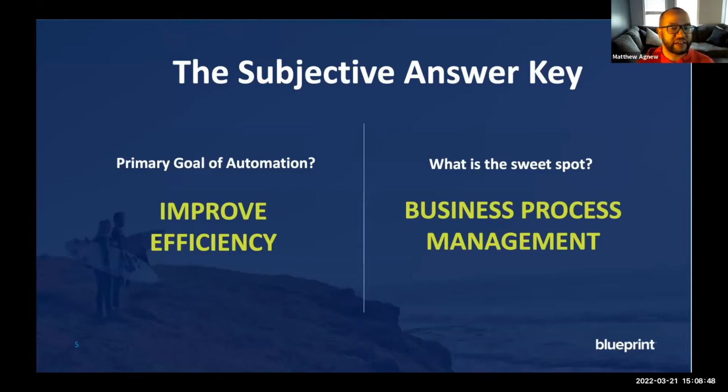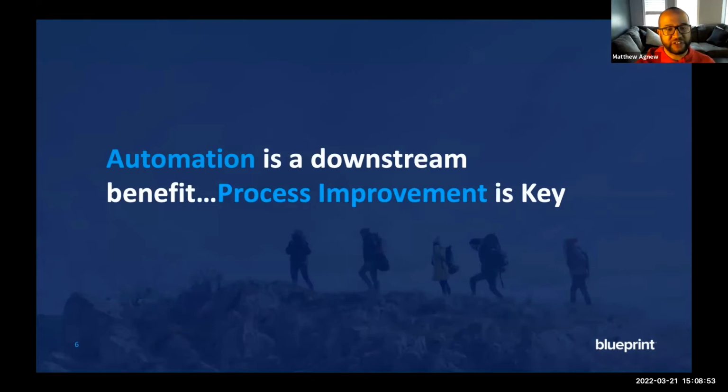I'm going to talk about that in a second, in a little bit more detail. So before we move into that a little bit more, this is a really important thing to think of. And when we say this sentence, this is really important and a really critical part of your process improvement strategy is that automation is a downstream benefit.